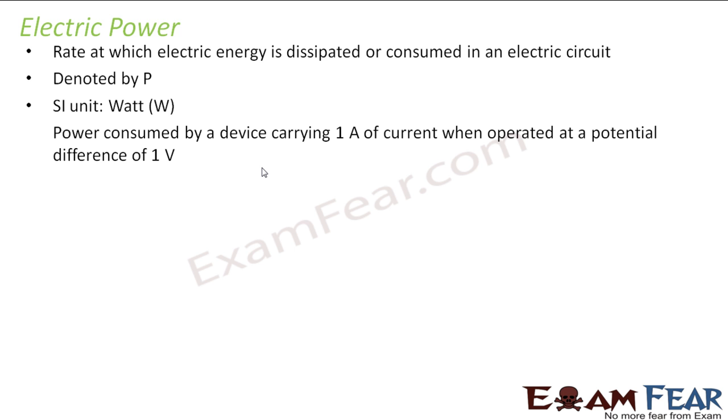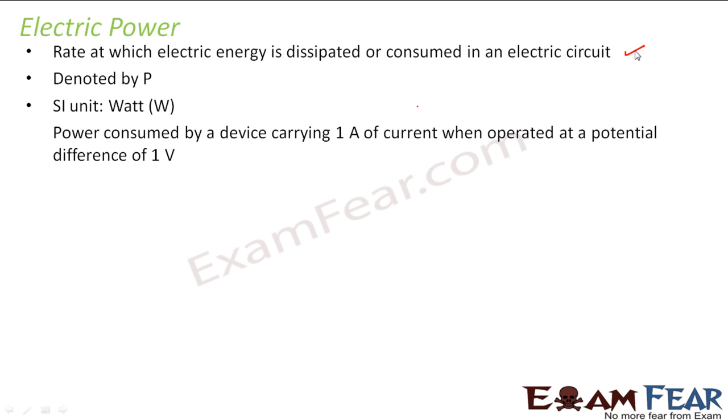Now let us define another quantity associated with it, that is electric power. Just now we saw that the source energy got dissipated as heat across the resistor in the electric circuit. The rate at which this energy gets dissipated in the circuit is known as electric power.